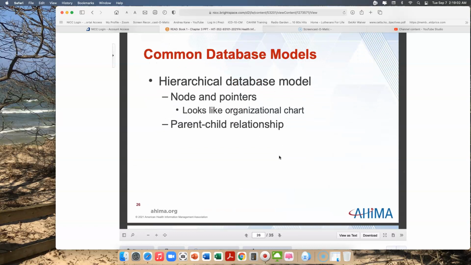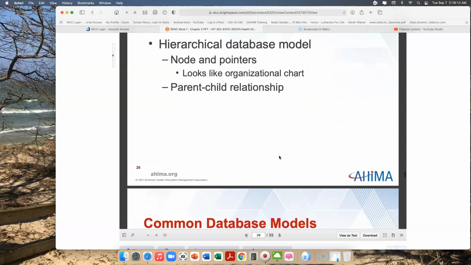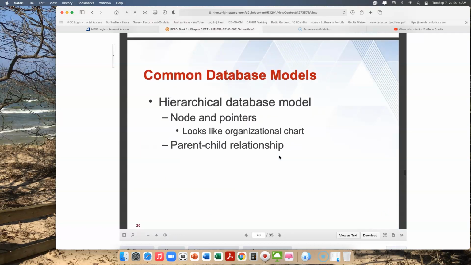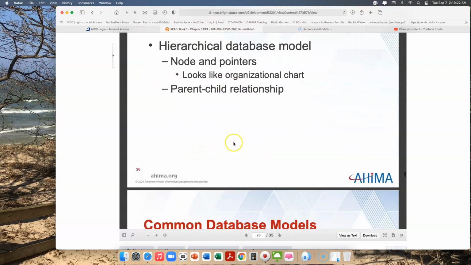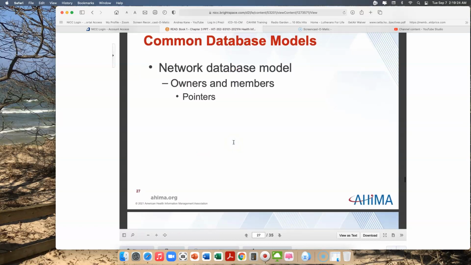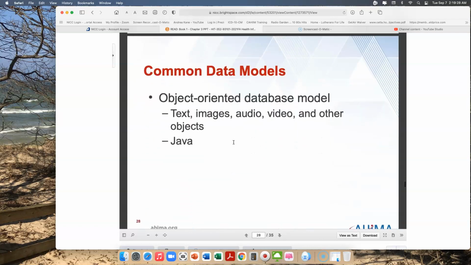A hierarchical database model has nodes and pointers. It looks like an organizational chart. It also sets up parent-child relationships. And that's exactly what it sounds like. A parent can have more than one child, but a child can only have one parent in this relationship. Network database model has owners and members, and again, pointers.